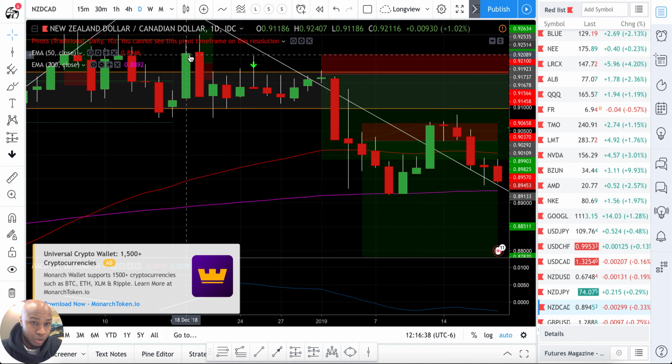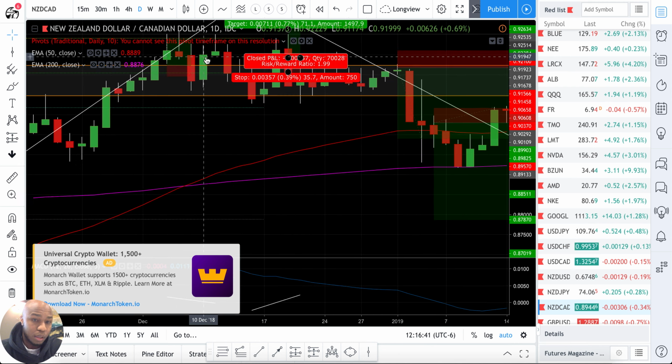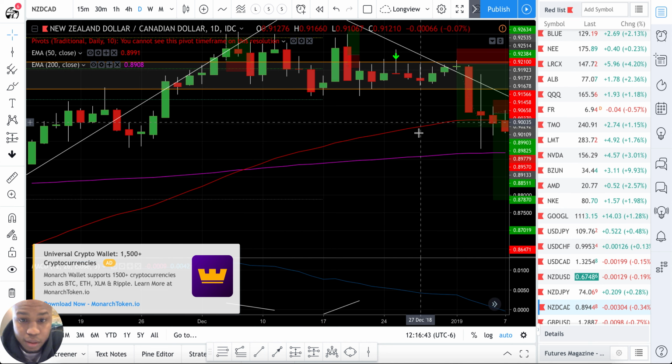This is also a reversal signal, double tweezer top is what they call that in Infinite Prosperity.